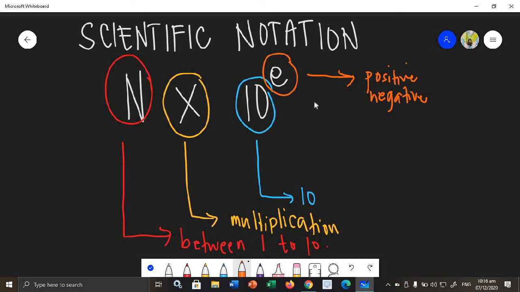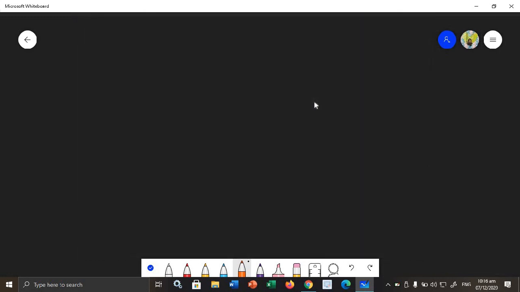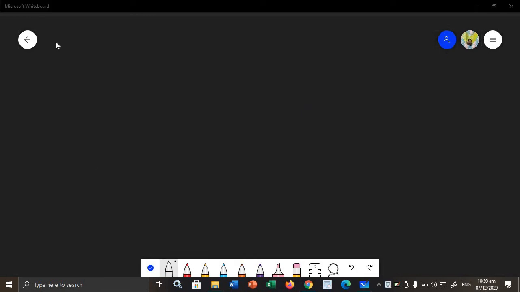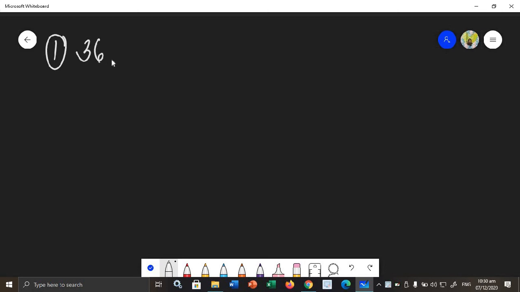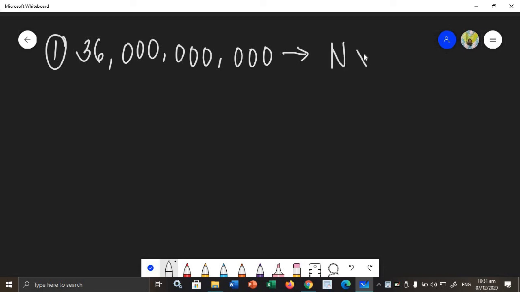And let's write numbers in scientific notation para makita nyo kung paano siya ina-apply. So, let's say, for example, I have example number 1 and we have 36 billion. So, 36 billion is kind of hard to write kasi, di ba, it has a lot of zeros. But then we can write this in a more simpler way, okay, which is in scientific notation. So, we are going to use this format yung diniscuss ko kanina. Okay? So, first of all, gagawin ninyo kapag nag-write kayo ng numbers into scientific notation, you're going to look for the location of the decimal point.